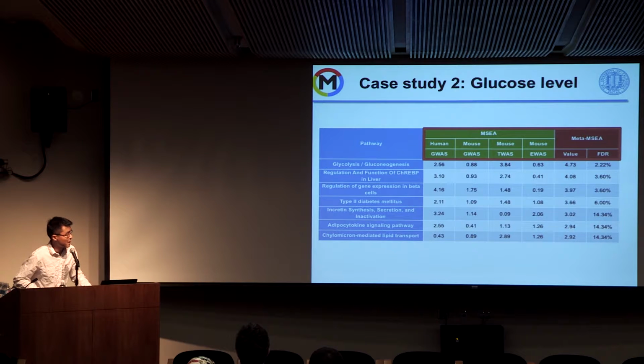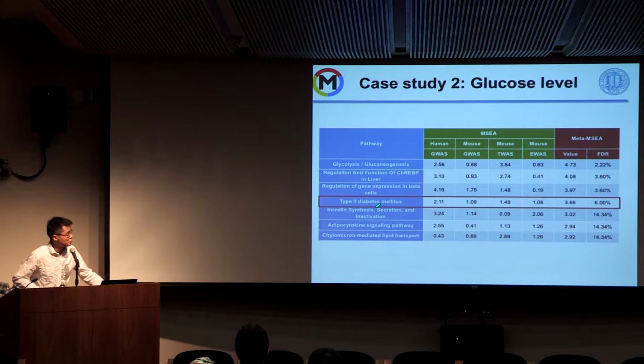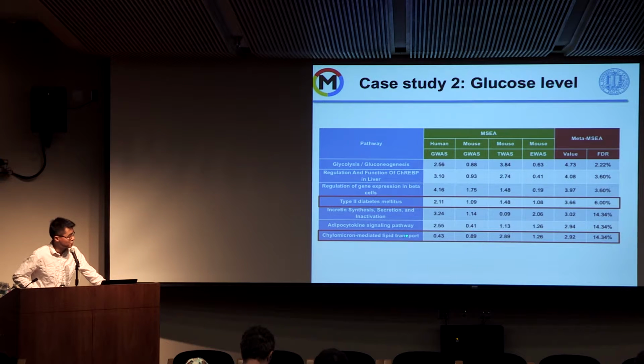I want to highlight a few pathways here. First is the type 2 diabetes pathway, which is basically impossible to find if you only consider single association data sets. However, in meta-analysis, we're able to capture this pathway. A second pathway is the lipid transport pathway. Again, this pathway only shows up for TWAS and EWAS data sets, but was completely missed when we only use the GWAS data sets. But again, in meta-MSEA, we're able to capture this pathway.